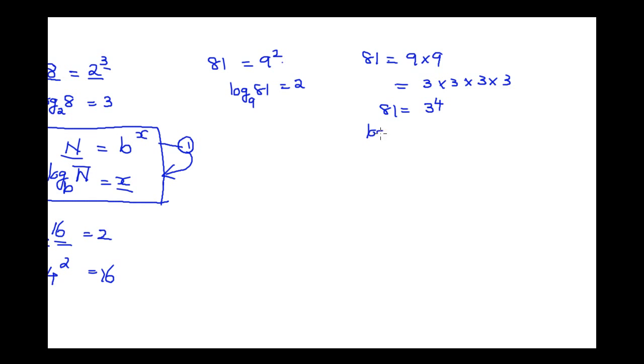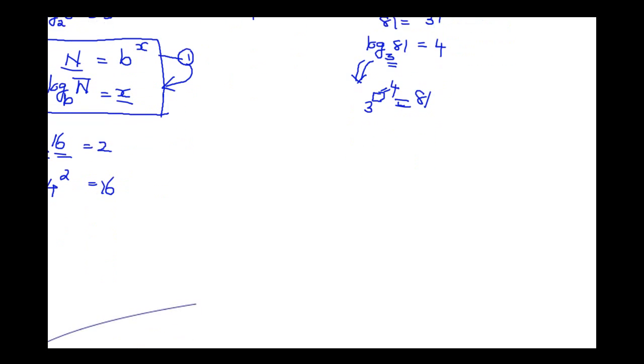So 81 can be written as 3 power 4. That means when we take logarithm on both sides, you get log 81 to the base 3, you get the exponent 4. When you see the reverse way, this means that this base number 3 has to be raised to a particular number to get this 81. Now, which is this number? This number equals 4, which is the logarithm value.